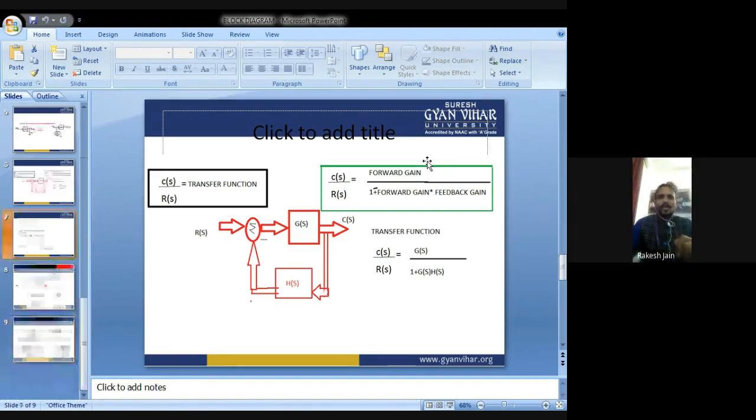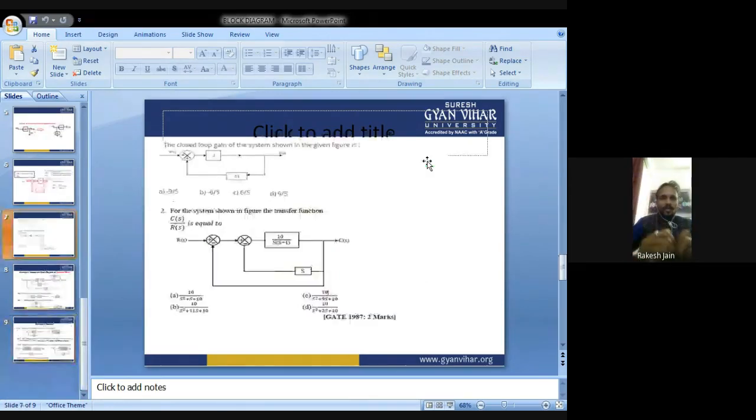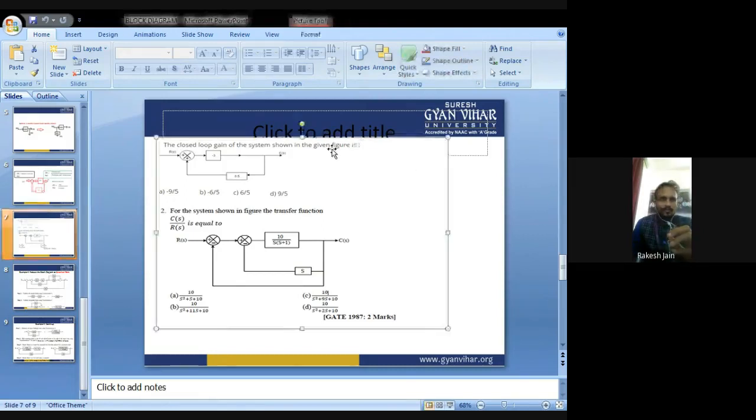So let's suppose there are certain numericals. For example, here you see two numericals. One is a very important numerical because it already came in GATE 1987 as a 2 marks question. So we just copy them and use them in an MS Paint file, and I will tell you how to solve the numerical, how to find out the answer. So now see the MS Paint file.